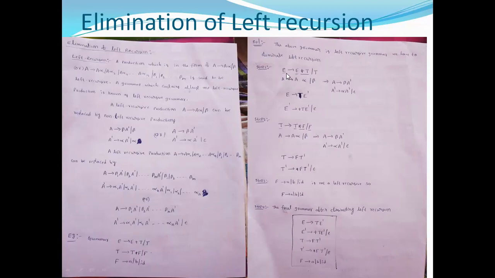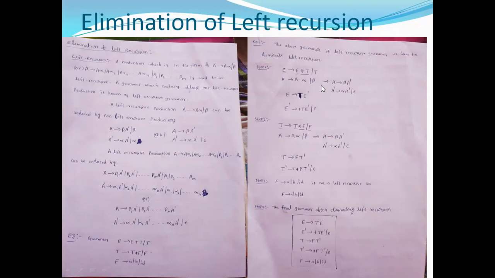Why? Because the productions are in the form A → Aα | β. So in this given grammar we have some left recursive productions, and we have to eliminate the left recursion. Take E → E + T | T. In this, E is A, +T is alpha, and T is beta. So we can replace these productions and eliminate the left recursion.